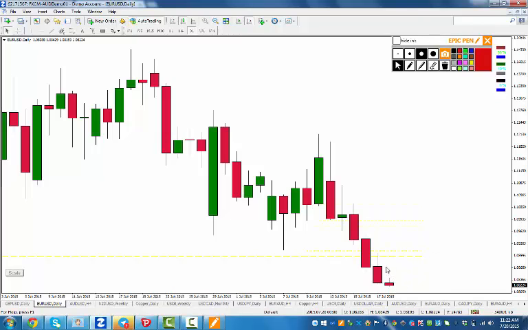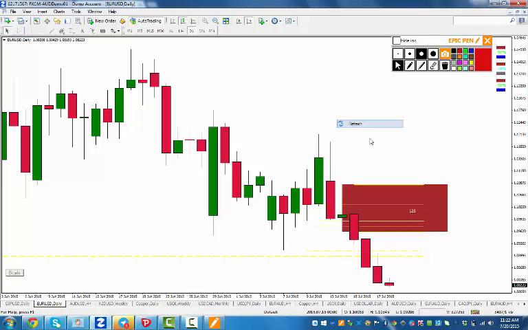So the current price is here. We look for ERC. Now, this is the base drop, so we have a supply over here. That's a supply to sell.